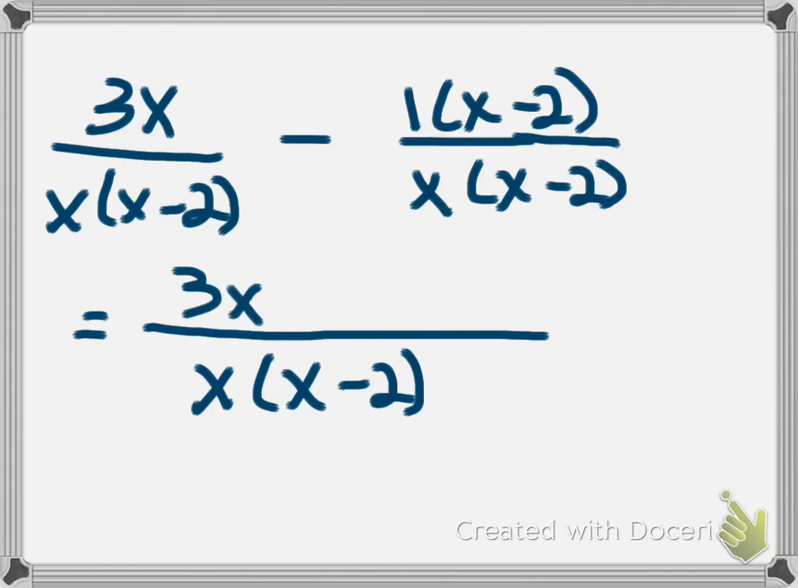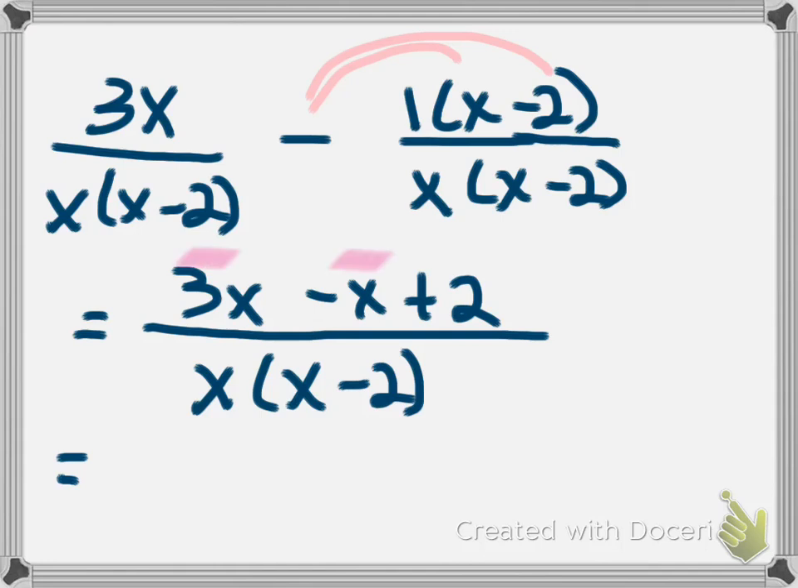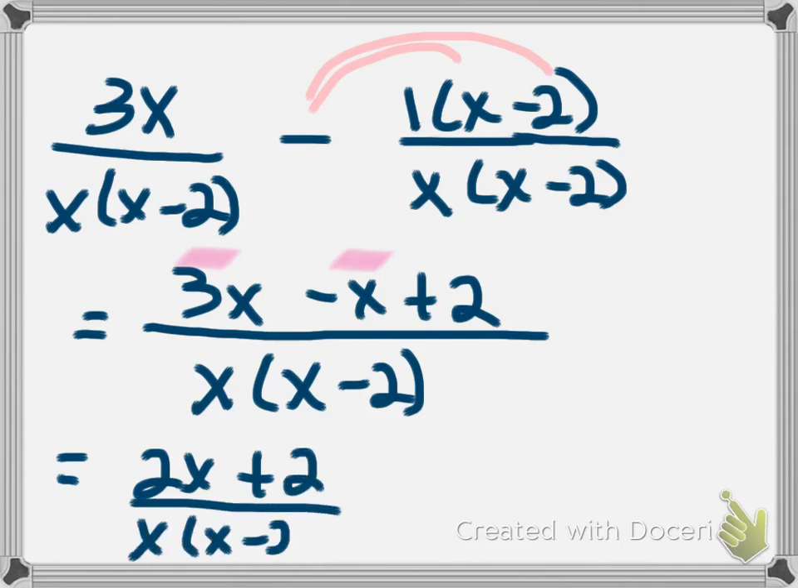this negative, because we're subtracting the fraction, will have to distribute across those parentheses the same way that the 1 will have to distribute. So just don't forget to distribute, which means this will turn into a negative x and a positive 2. Now on the numerator, we can certainly simplify those like terms of 3x minus x. We'll combine into 2x. And I still have the plus 2 all over x and x minus 2.